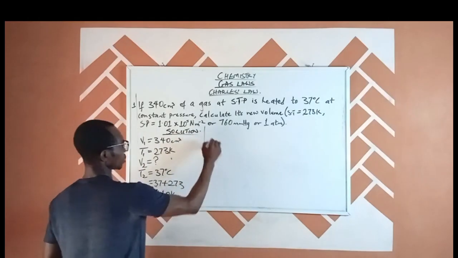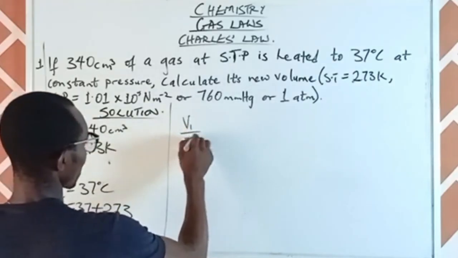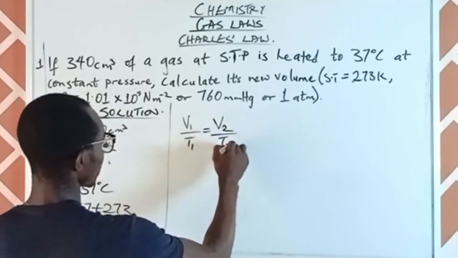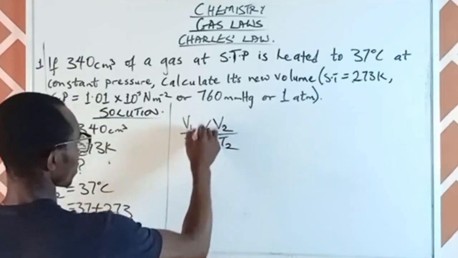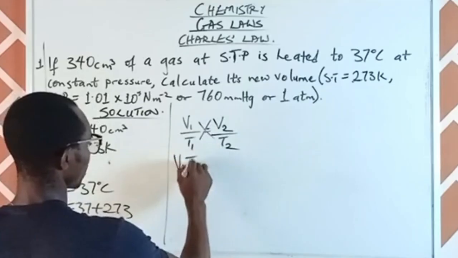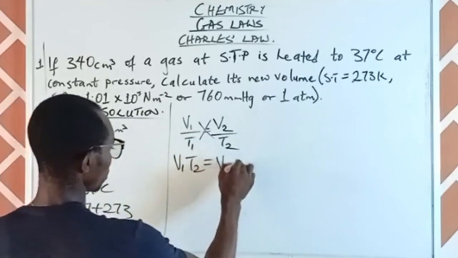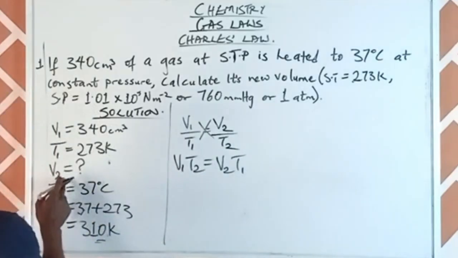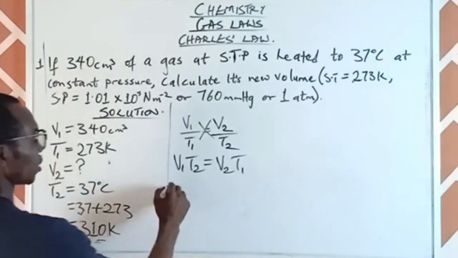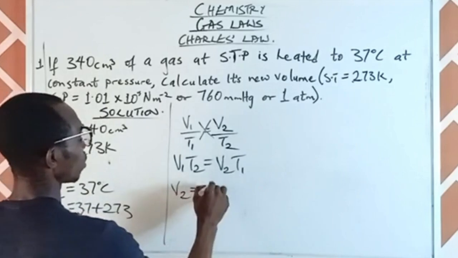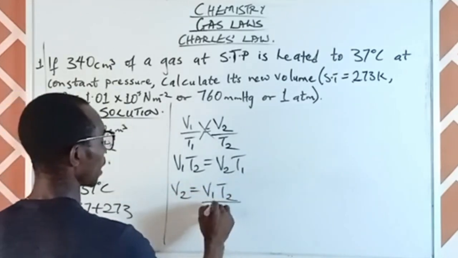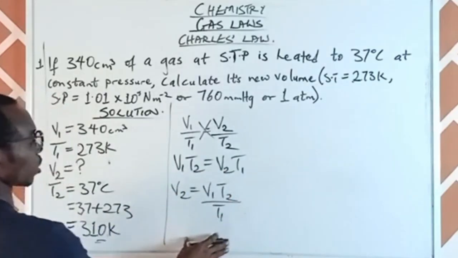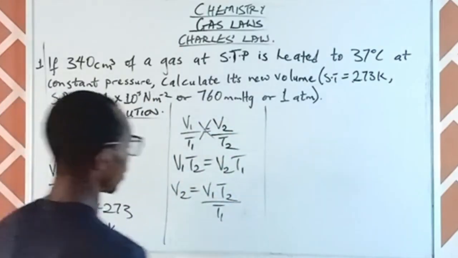So let us now bring in Charles' law. Charles' law mathematically says that V1 over T1 equal V2 over T2. So making a straight line equation, we have V1 T2 equal V2 T1. And from here now, we're looking for V2. So let us make V2 subject of the formula. So V2 equal V1 T2 over T1, which is the coefficient of V2. If we get to this point here, all we need to do now is to input our parameters.